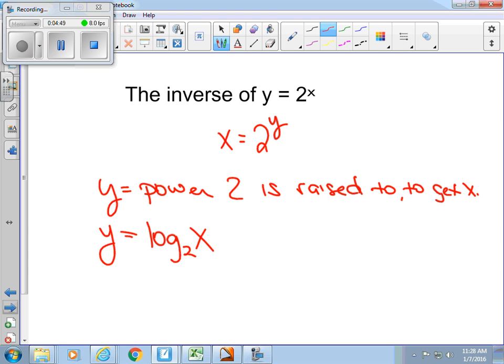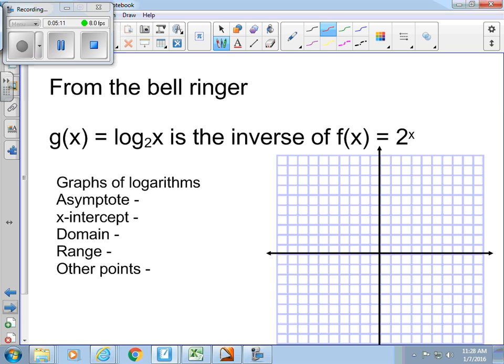So what are we going to do every time we see a log? We're going to think exponentially. So the whole goal of today is to think in exponentials. Was yesterday difficult? No, exponentials are not hard. So in turn, logarithms are not hard either. They're just exponentials. So we're going to keep that in mind. Before we do some logarithms, let's talk about the graph.